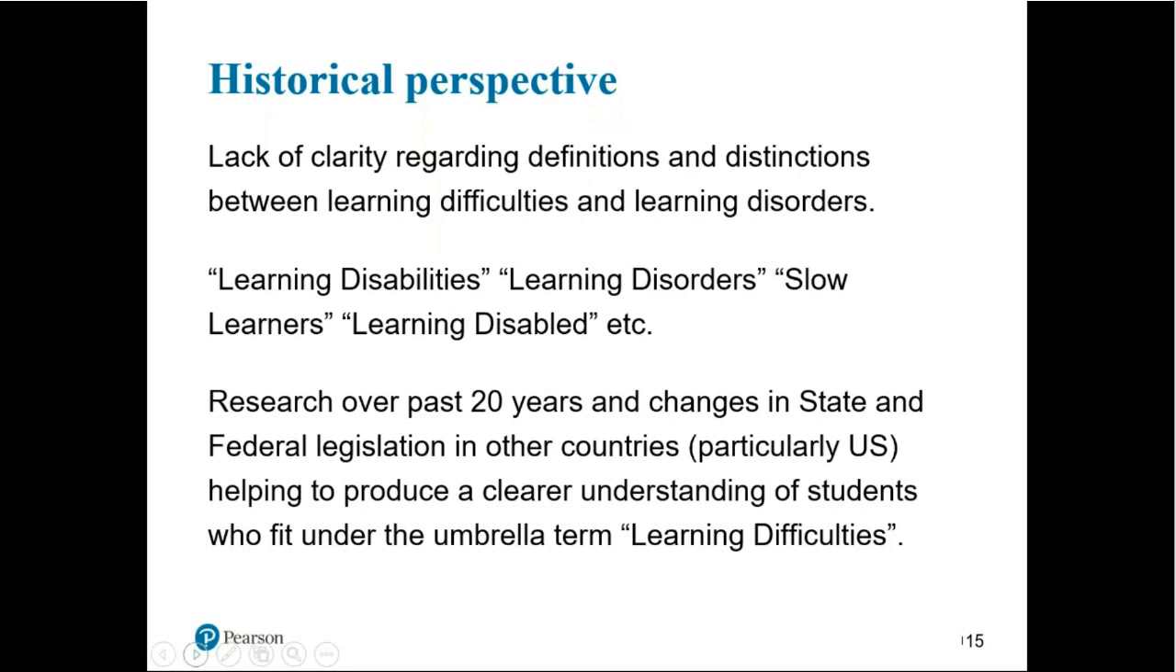So lots of different definitions with no real clear idea of how each one differs, how we would identify children into each of these presumably different categories, or whether they are the same. Now, we've seen over the last 2 decades or so that there have been some significant changes in state and federal legislation in America, and these have helped us to have a clearer understanding of some of the different types of students who fall under the umbrella term of learning difficulties.